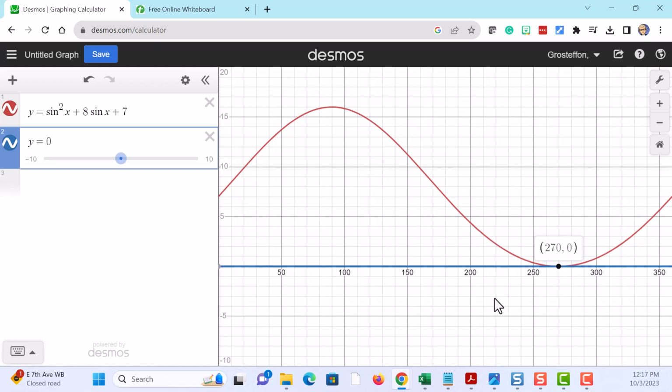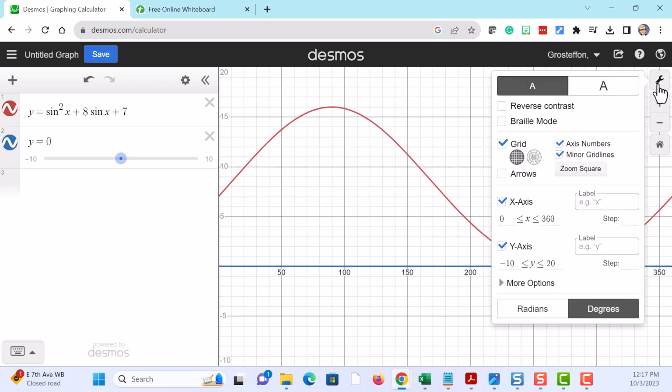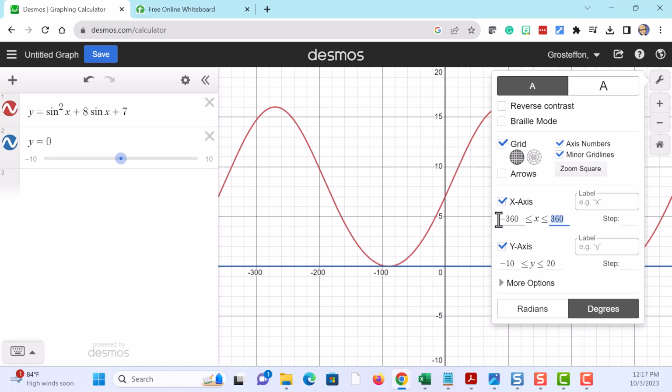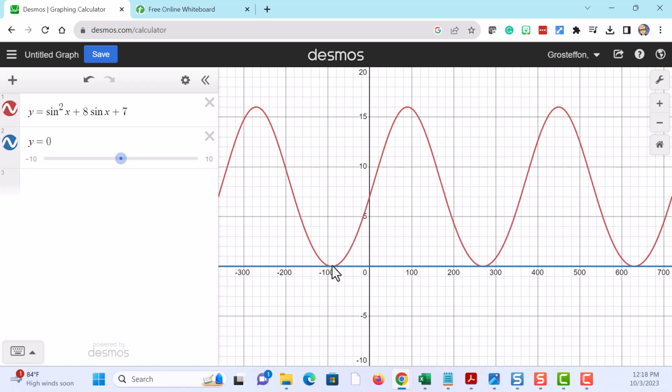Now, one thing I'm curious about is, are there any other solutions further out? Let me go ahead and adjust the settings. And I'll go from, let's say, negative 360 to, double 360, that would be 720. And notice that there are other solutions. We've got one at negative 90, 270, and 630. And all of these are 360 degrees apart. All of those angles are coterminal with 270 degrees.